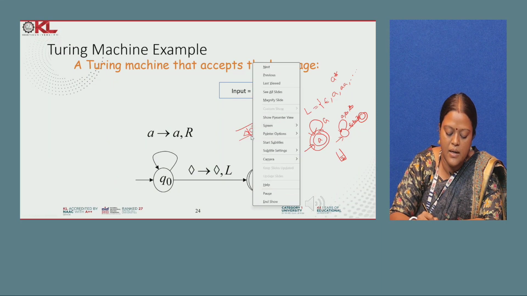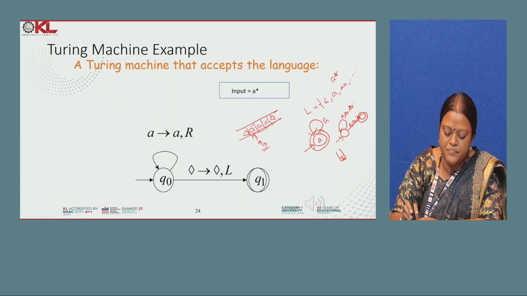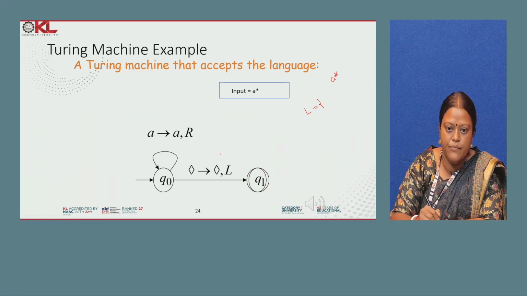So by reading A, we just keep it as it is and move to the next symbol. Then if we get another A, we do the same. Finally, if we get a blank symbol, instead of any other symbol, we can move in any direction, either left or right, and finally go to the final state, which is our acceptance state. This is the diagram for this.